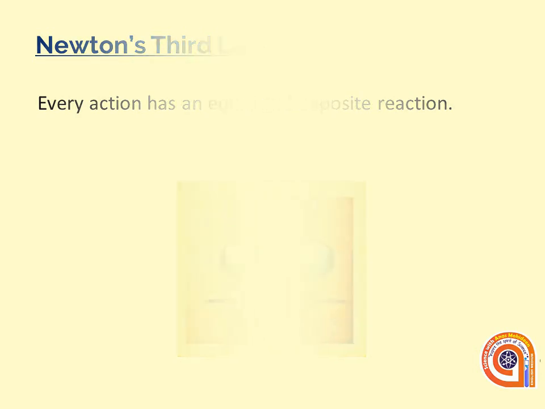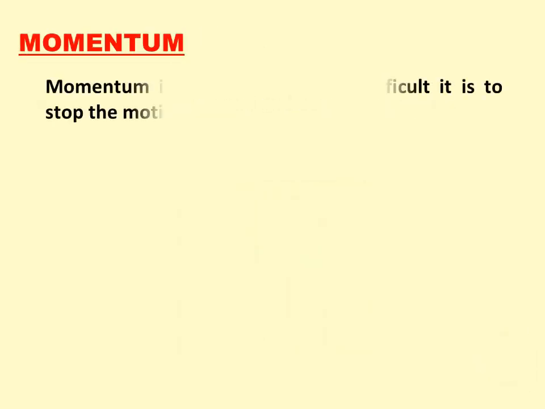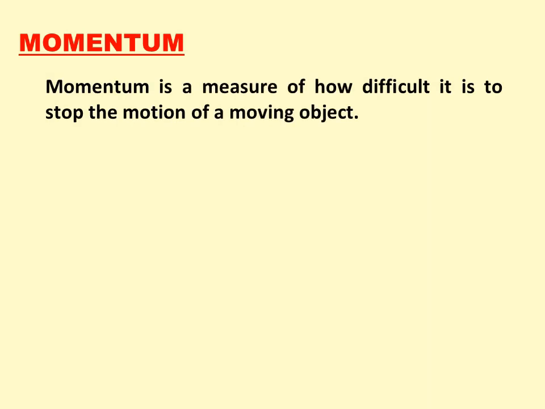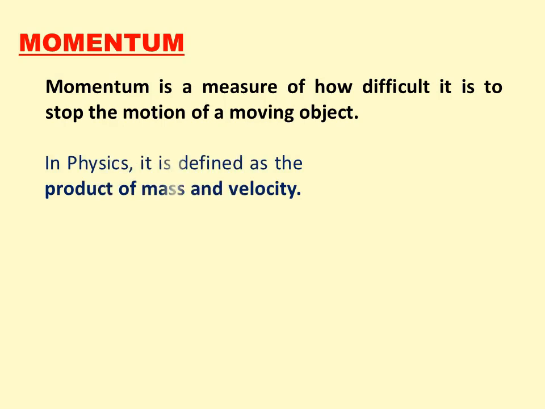So what is momentum? Momentum is a measure of how difficult it is to stop the motion of a moving object. How difficult it is to stop the motion of a moving object is what is taken as momentum. But in physics we give a different definition: it is defined as the product of mass and velocity. Here you see the object having the mass m, having the velocity v, and the momentum p.